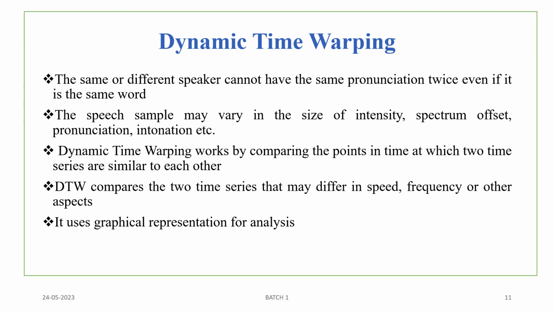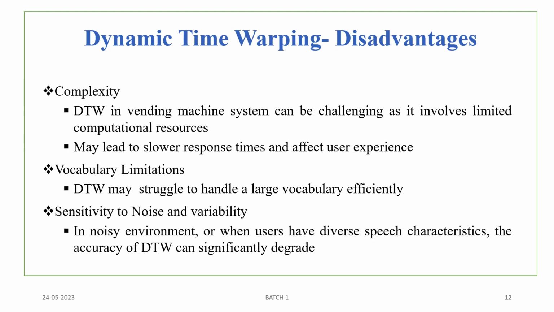Dynamic time warping works by comparing the points in time at which the two series are similar to each other. DTW compares the two time series that vary in speed, frequency, or other aspects. It uses graphical representation for analysis. The disadvantages of dynamic time warping is that its complexity, slower response times, vocabulary limitations, and sensitivity to noise and variability.